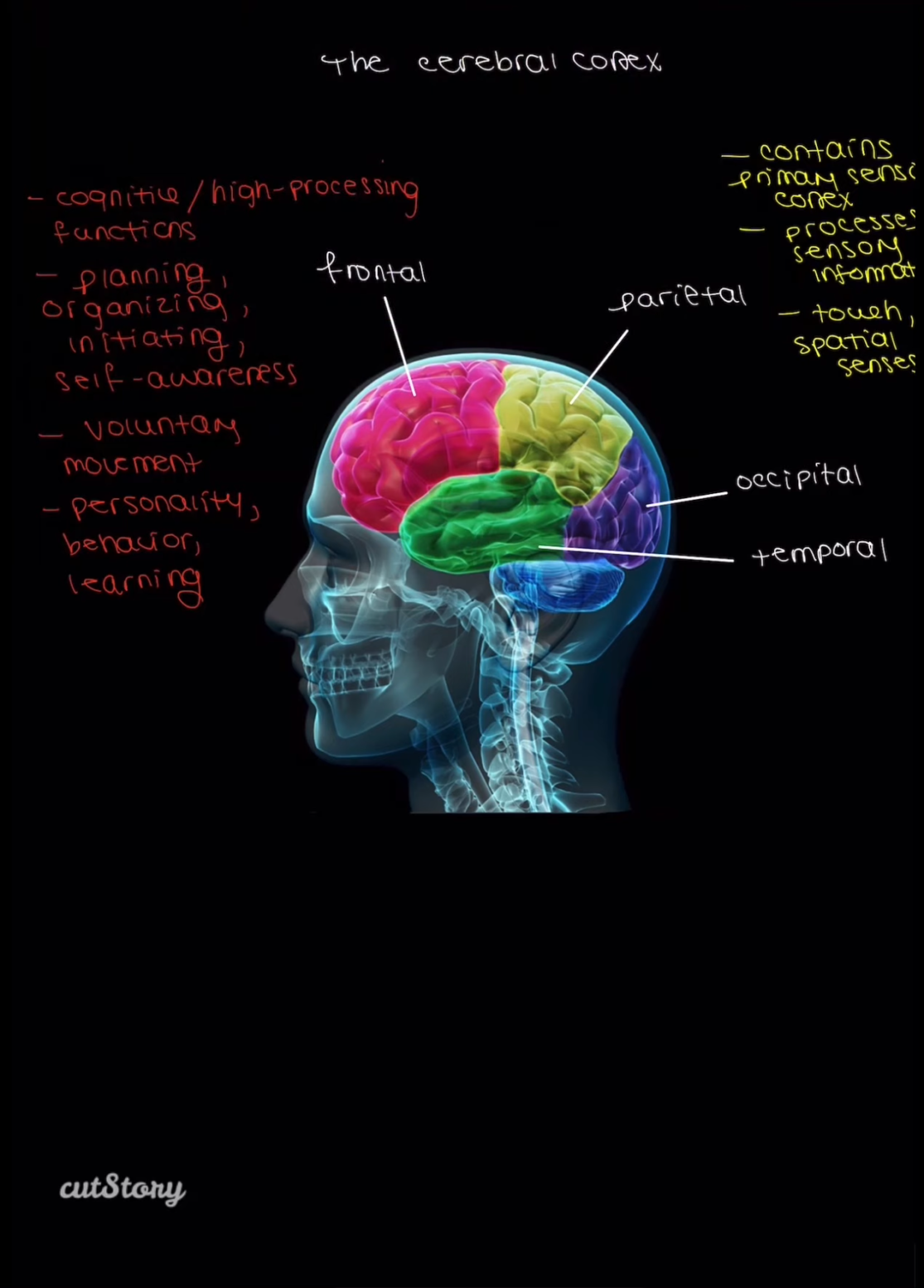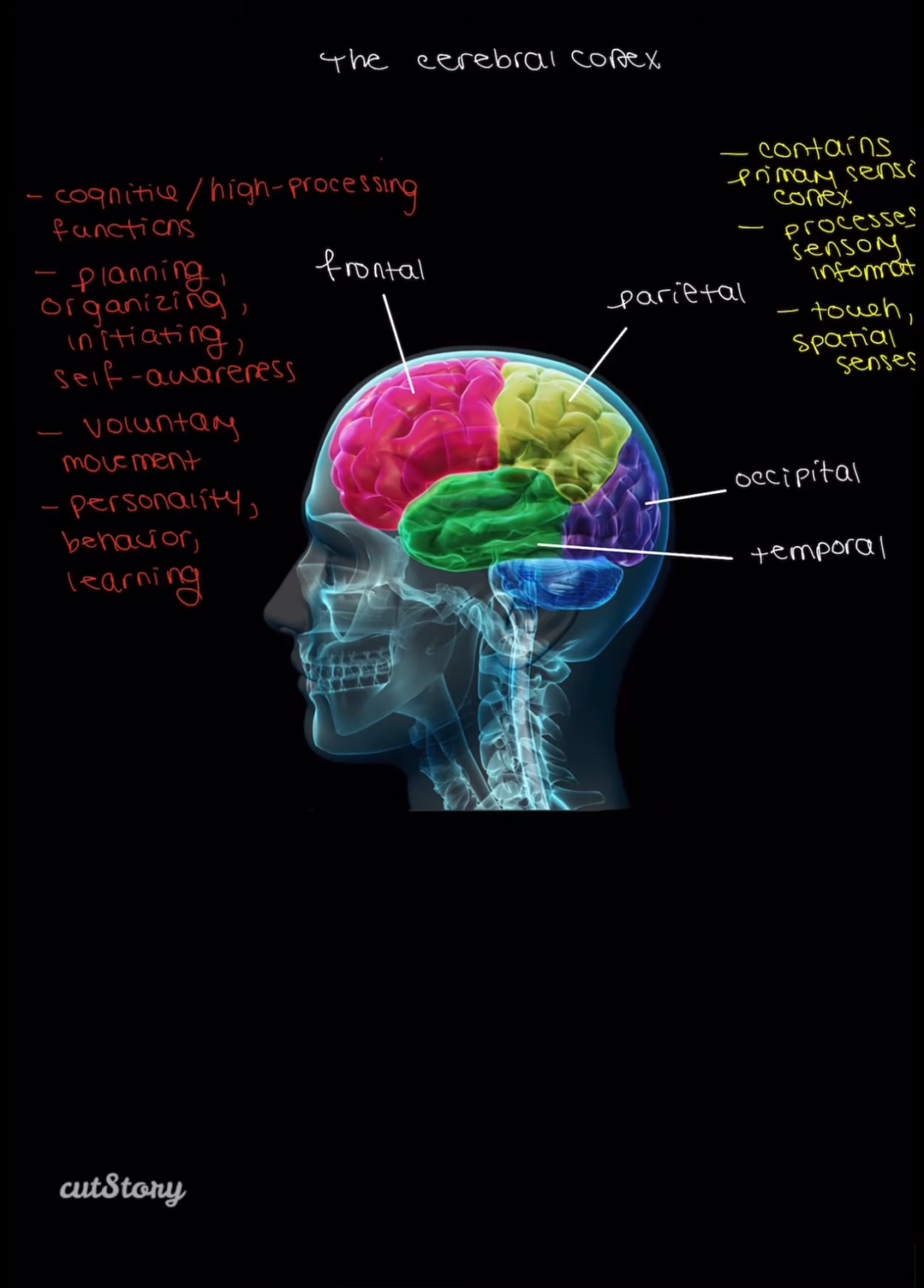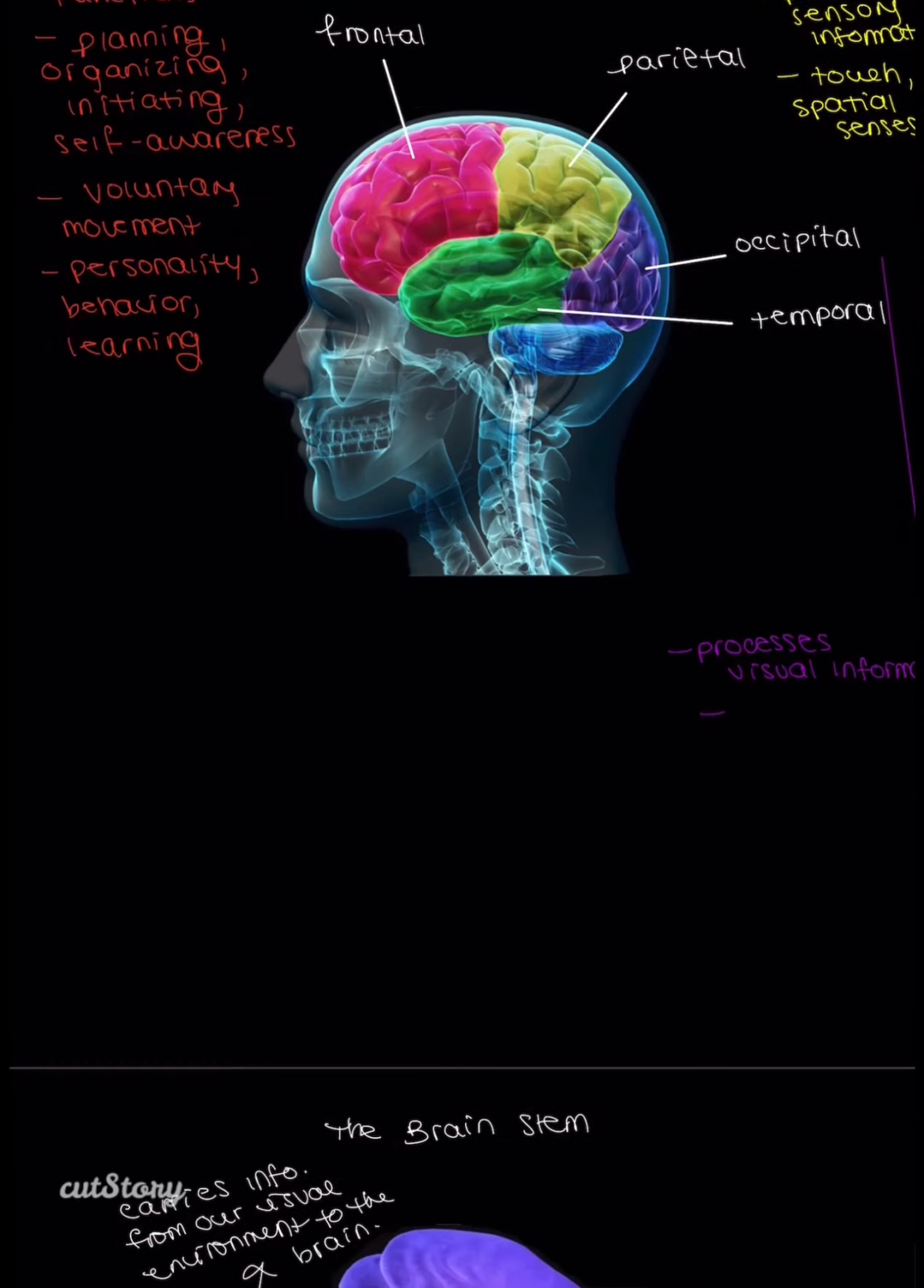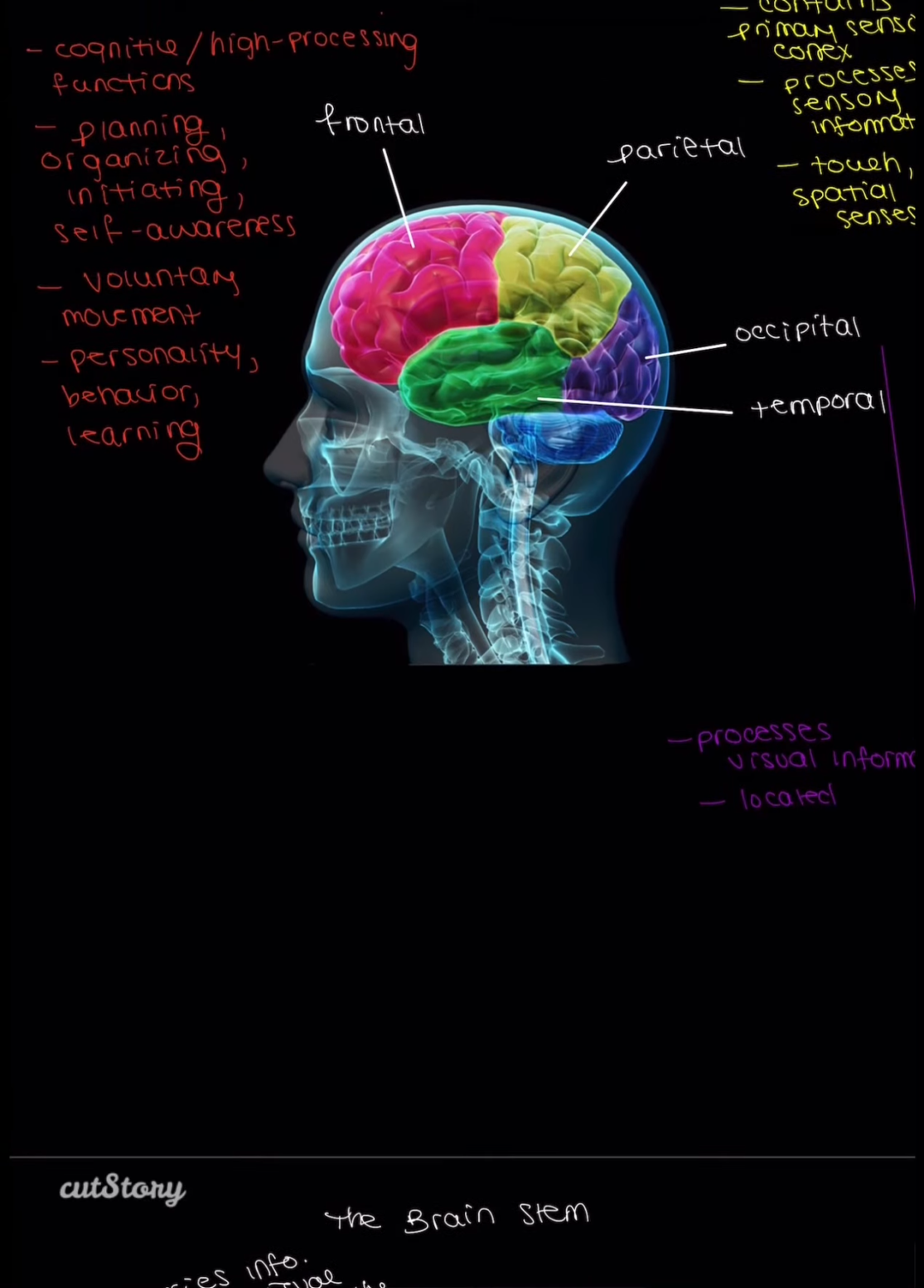And then the occipital lobe is associated with our eyes. So it's located at the back of the brain, and it processes the visual information we receive from our visual environment. So it interprets everything our eyes see. And it gives us the ability to locate objects in our environment.